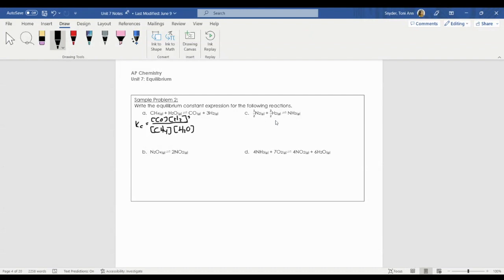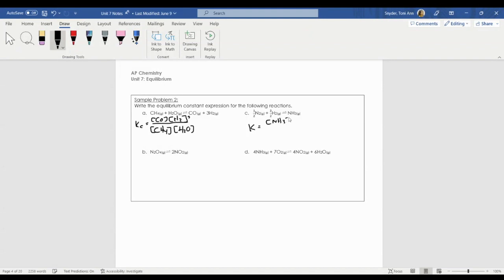Let's try it for this one here. A lot of times the equilibrium constant expression is just represented as K, so I'm just going to write K here, for reasons we'll talk about later, because there are a lot of different types of K. No worries, it's for a different section. Same exact thing.